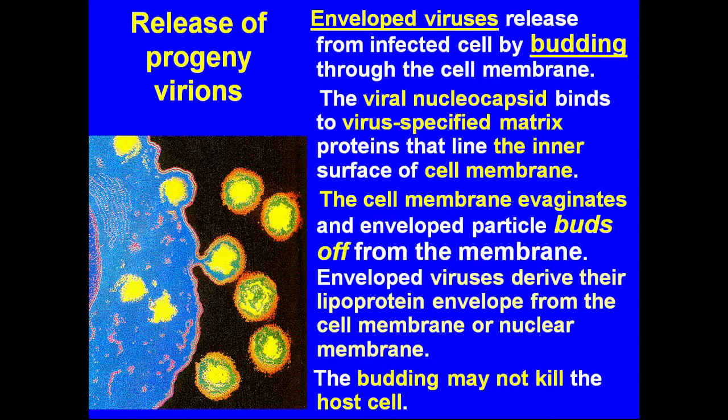So the viral nucleocapsids that we have here in yellow. The specific matrix protein lies on the inner side of the cell membrane, and then the nucleocapsids come up to the modified cell membrane, and then the cell membrane evaginates and the enveloped particle buds off from the membrane. So enveloped viruses derive their lipoprotein envelope from the cell membrane or sometimes the nuclear membrane. This is called budding, and it usually does not cause that dramatic damage to the cell.